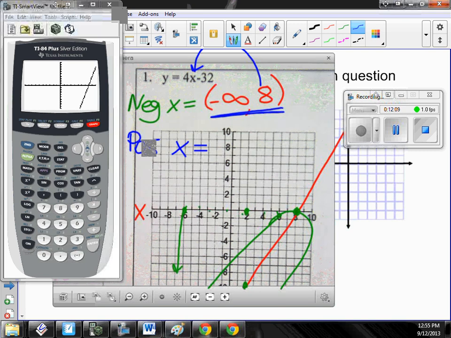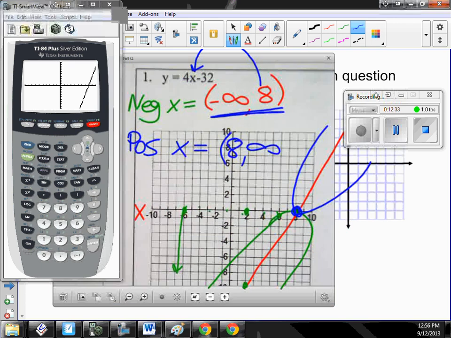When is the graph positive? Eight. And 8 doesn't actually count because 8 gives us the y value of 0. So right here, and the rest of that graph is going to be positive forever. So from 8 up to infinity. Think we can handle that? Okay, let's graph the next one.